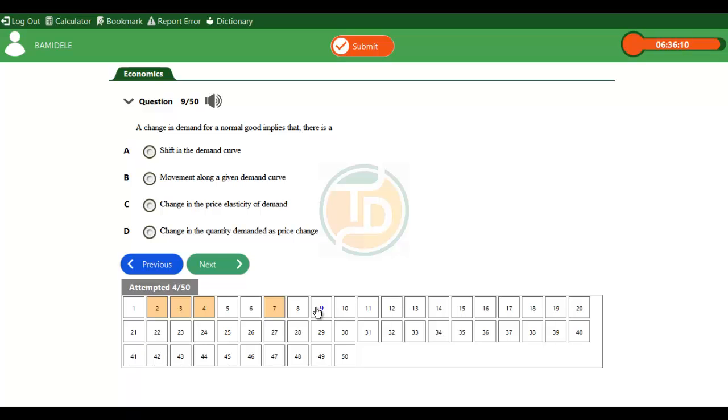So another name for change in demand is shift in demand curve.